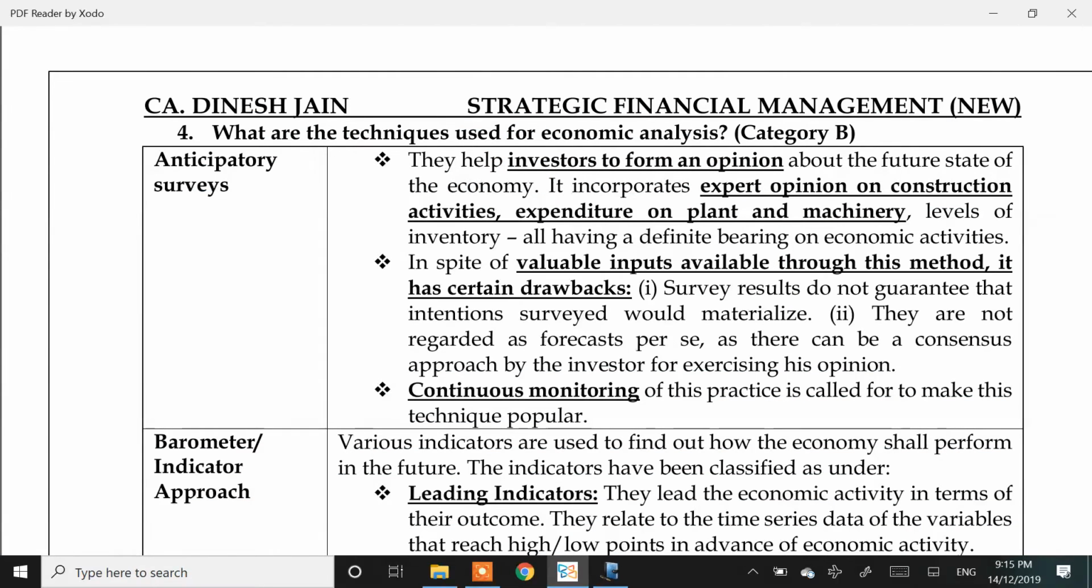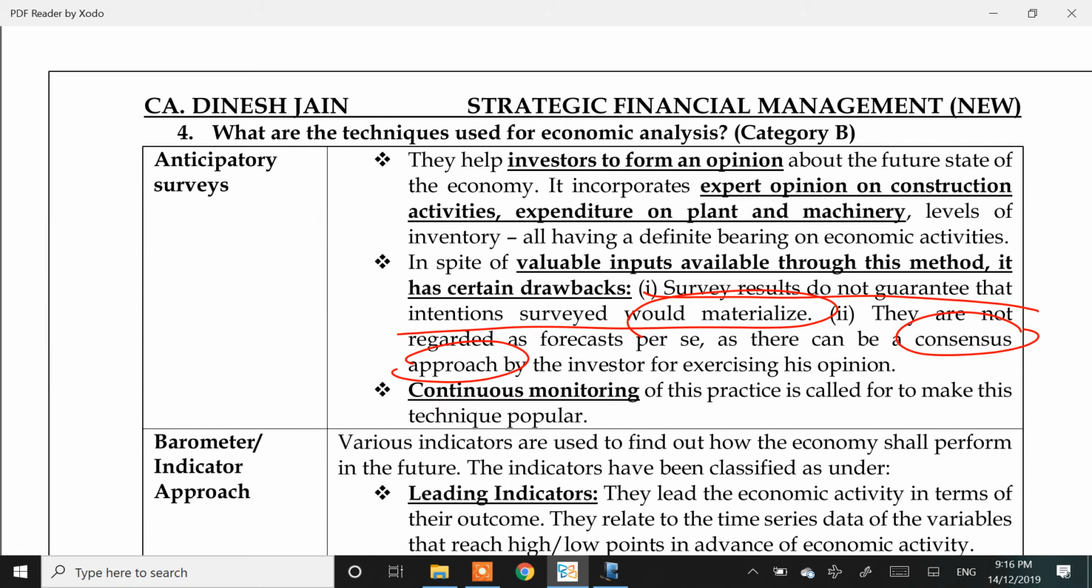In anticipatory surveys, I will try to get expert opinion on the growth rates in various industries. Based on the expert opinion, I will try to understand how the growth rates are going to be. The only pitfall is the survey results may not materialize. And sometimes whatever the survey end result is, it could be a consensus among the various people. So a survey is one good approach, but it may not finally indicate how things are going to work. Then we have a barometer or an indicator approach.